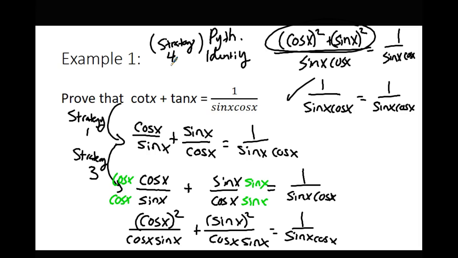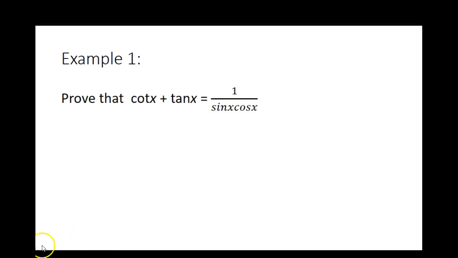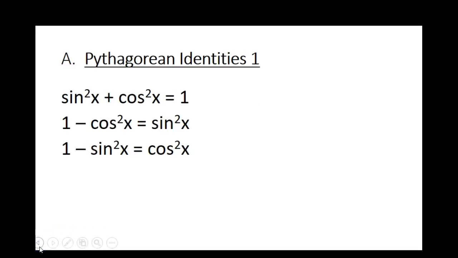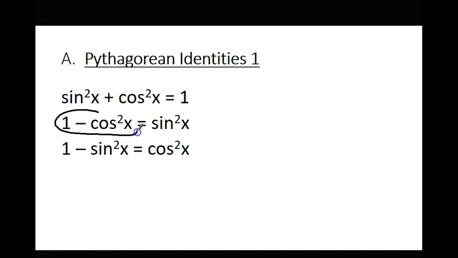I've lost my pen again. I keep doing this. Here it is. So if you see cosine squared plus sine squared, you can replace it with 1. The other thing is, if you ever see this, 1 minus cosine squared, you want to replace it with this.